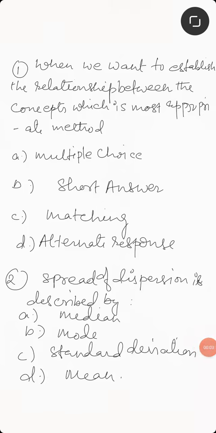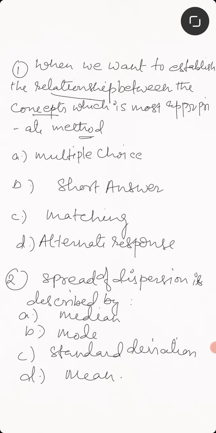So, hello everyone. Today we are going to discuss another set of questions for PhD entrance. As you can see, questions over here. First question is, when we want to establish a relationship between the concepts, which is the most appropriate method? Just think about the answer of this question.